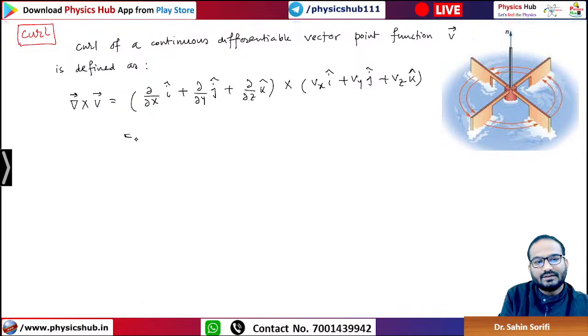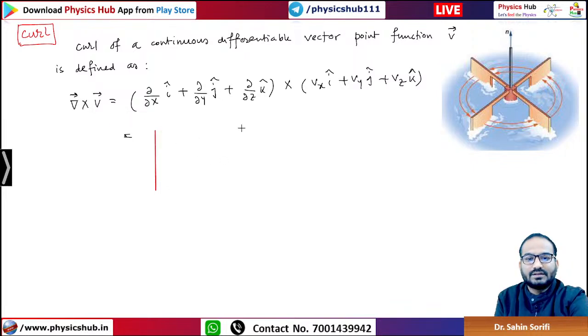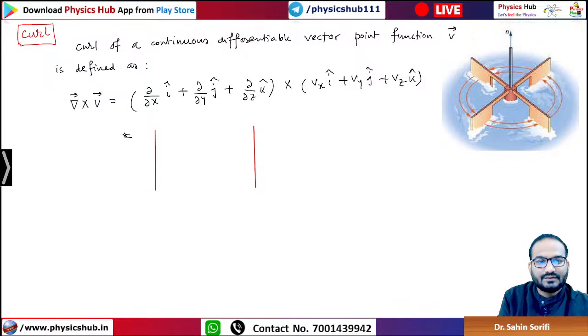Now how do we write it? You know it very well. So we write it in a third bracket. We first write the components of this. We write i cap, j cap, k cap. Then we write the components of this nabla, that is del x, del y, del z. Then we write the components of V, which are Vx, Vy, and Vz.